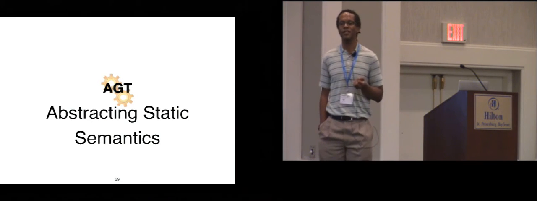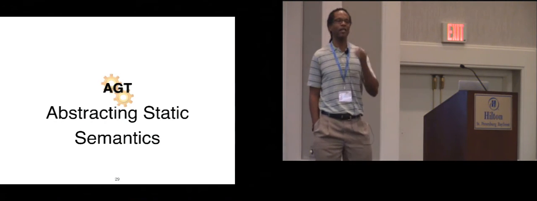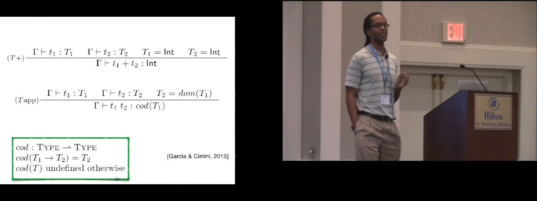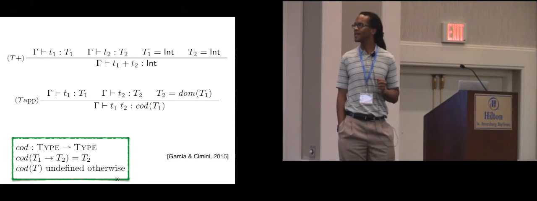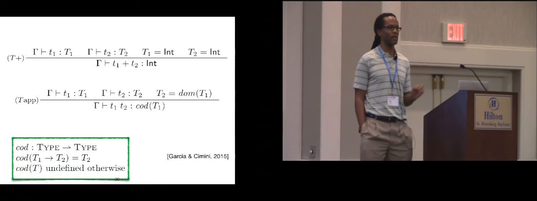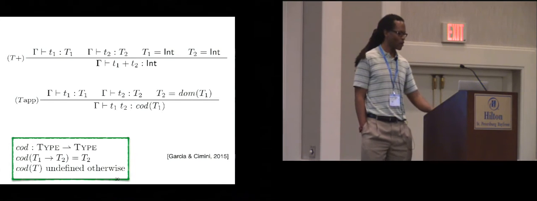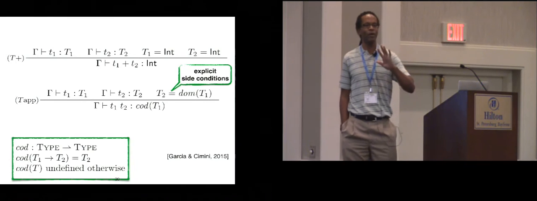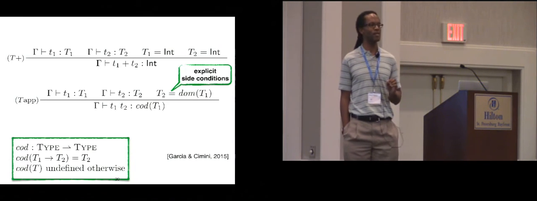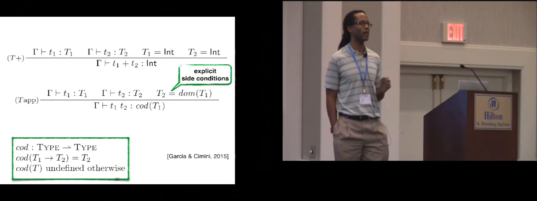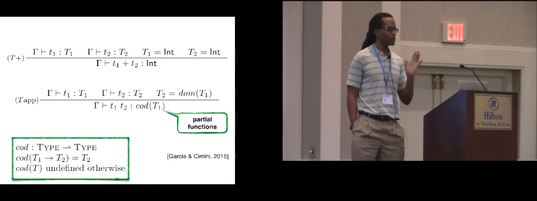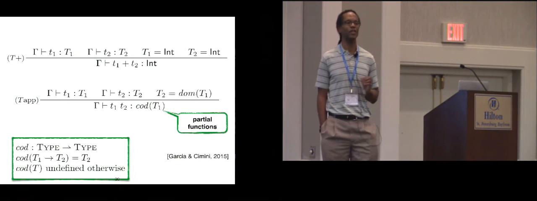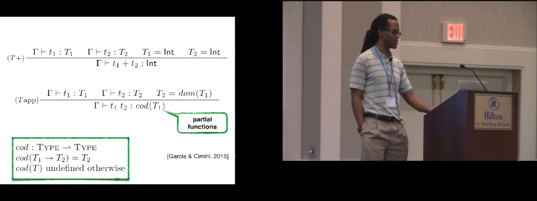So given a semantics for gradual types, how do we lift a static type system to a gradual type system? Well, it goes something like this. We begin with a static type system that's structured in a form that was proposed in a paper that appeared here last year, where you start with a syntax-directed set of typing rules, and the restrictions on the types of the premises of the typing rule are explicitly factored out as side conditions, and the resulting type may be represented as a partial function in terms of the types that were provided in the premises.